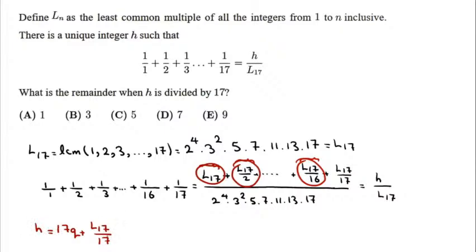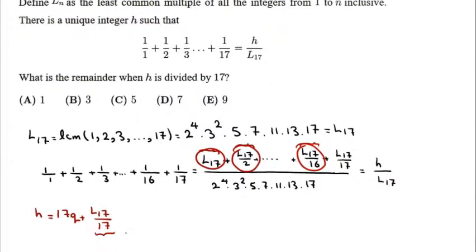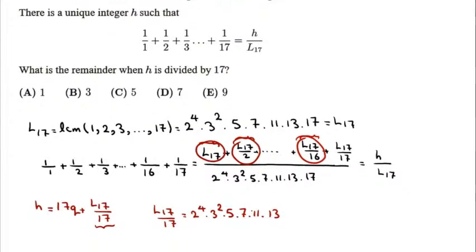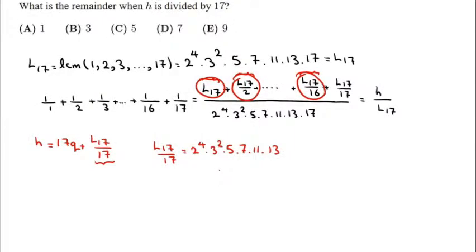So for finding the remainder, I should find only L17 over 17, the remainder of this number. So L17 over 17 equals what? Equal to 2 to the 4 times 3 squared times 5 times 7 times 11 times 13. Now, for finding the remainder when divided by 17, one way is to multiply and divide. One way is to use modulo. Exactly before the exam, when we've solved some modulo problems, you can use that.